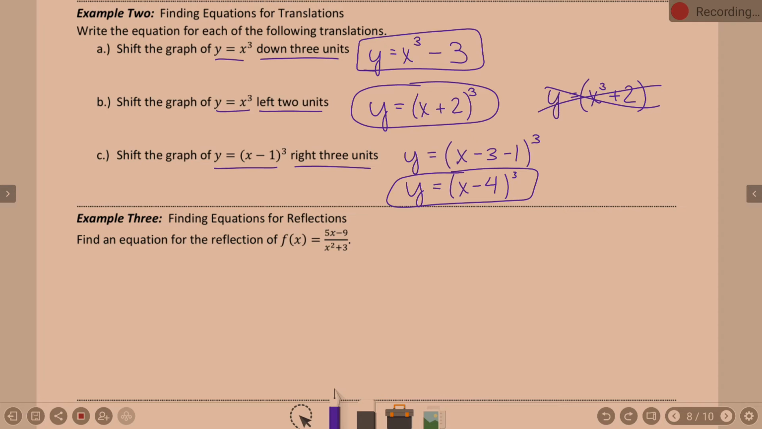Okay. So that's a little bit about translations. Let's look at some reflections. Example 3 asks us to find equations for reflections. And it just says find an equation for the reflection of, and we're actually going to find 3 different equations. Because we have how many different reflections we could do? 3. So we're going to start by looking for an equation to reflect across the x-axis.